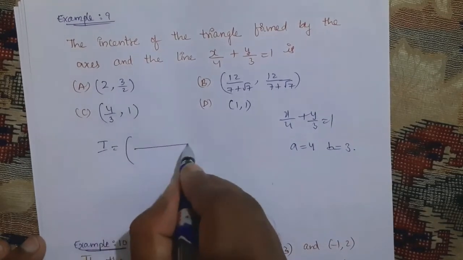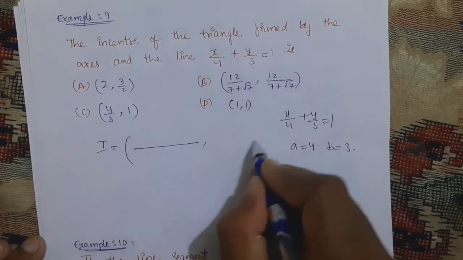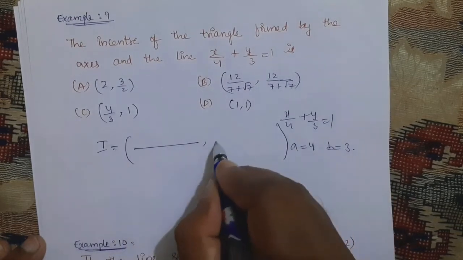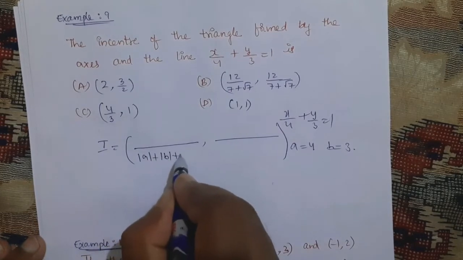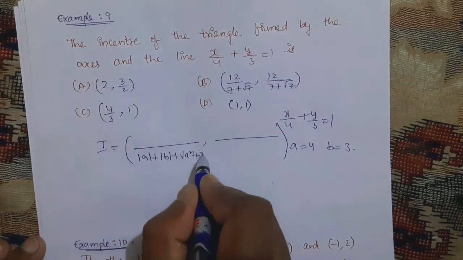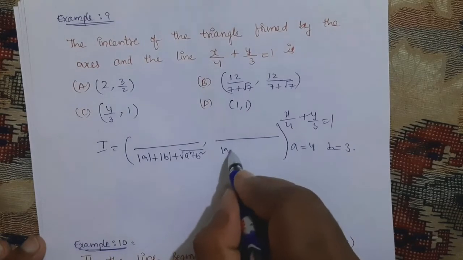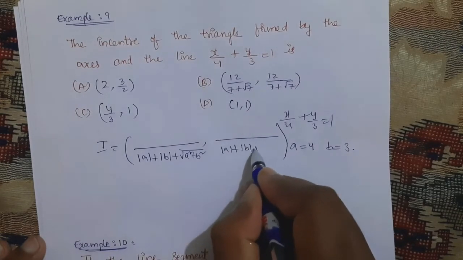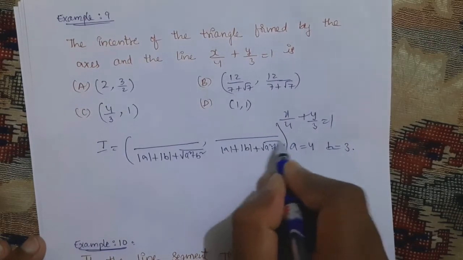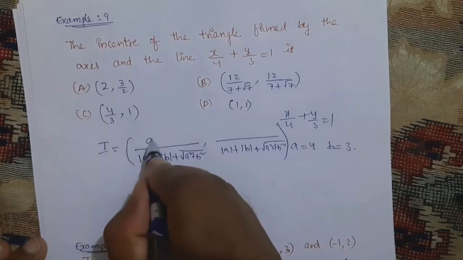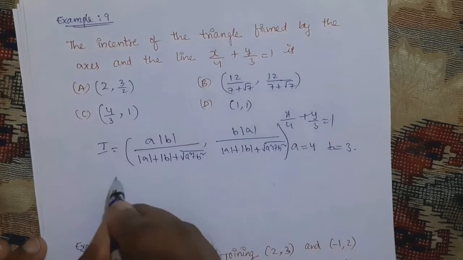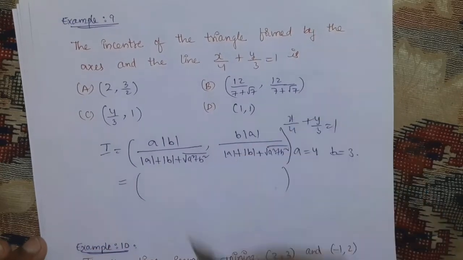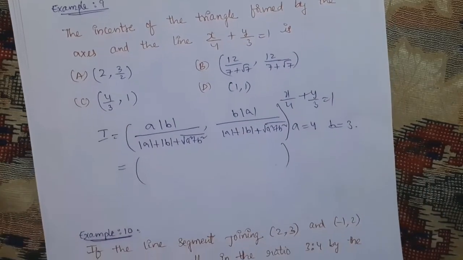See here, all of you, the denominators will be equal for both: mod a plus mod b plus square root of a square plus b square. Here also mod a plus mod b plus square root of a square plus b square. When it comes to the numerators, this is a into mod b, this is b into mod a. If you substitute those values, you will easily get it.